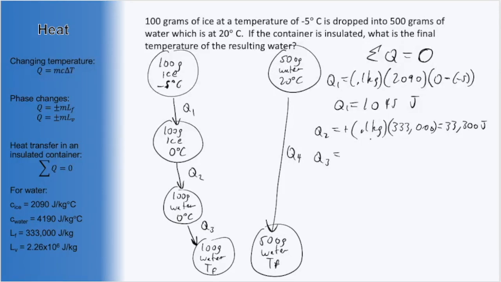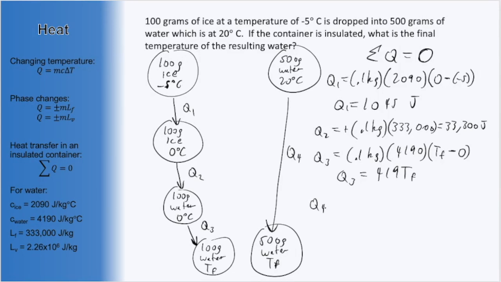Next for Q3, this is a temperature change. I'm taking water at 0 degrees to some final temperature. The mass is still 0.1 kilograms, times now I need to use the specific heat of water, which is 4190, multiplied by the change in temperature, which is T final. This time the final temperature is the one I'm looking for, minus the initial temperature, which is 0. Doing this calculation gives me Q3 is equal to 419 times that final temperature.